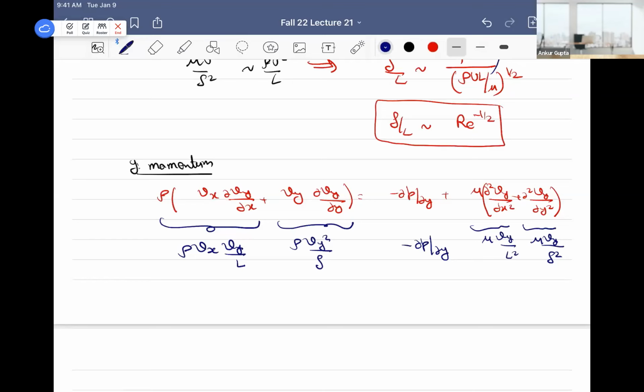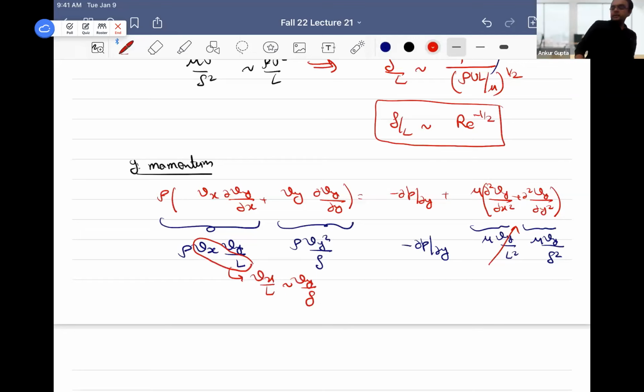So V del U over del X is V over delta, del U del Y is Vy by delta, and because there is another Vy, there is Vy square, Vy over L square, and Vy over delta square. So we can cancel this term out here, because again, same idea, length is much bigger than delta. Now at this point, there are two approaches to this, and you can choose either. So simply you can see that this Vx by L, from continuity, is the same as Vy by delta, right?